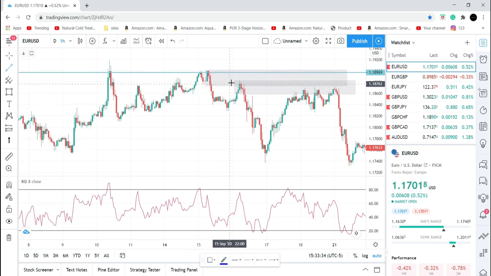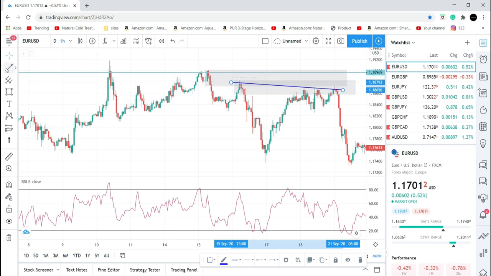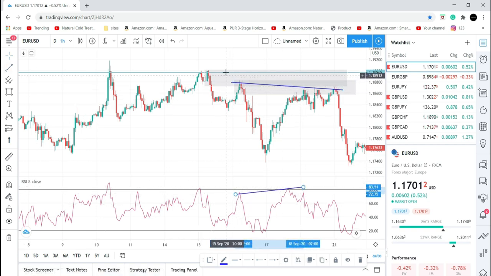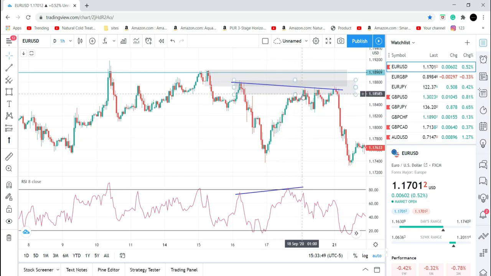Let me show you guys right here. So we have this right here, and then the indicator is showing us this. And then we have resistance, and then we have supply and demand. Very good combination right there. So we have price going into supply and demand. We have divergence. We want to go short.